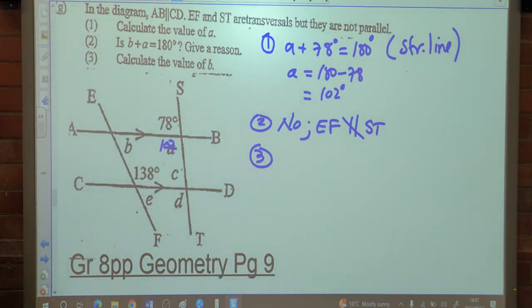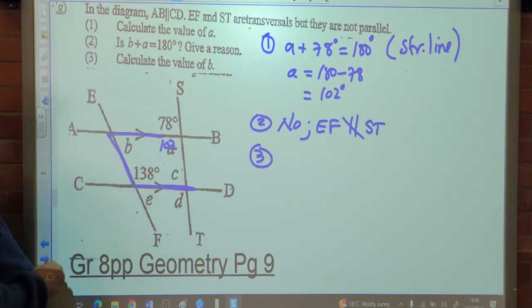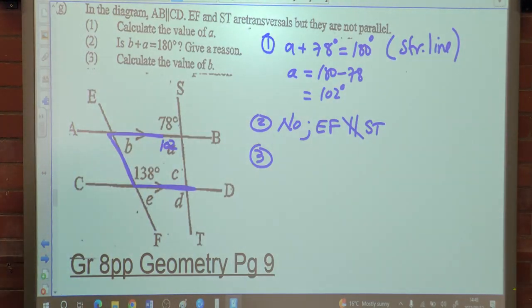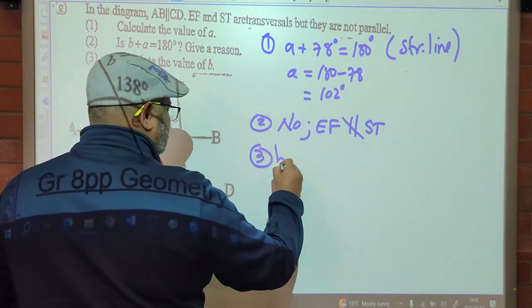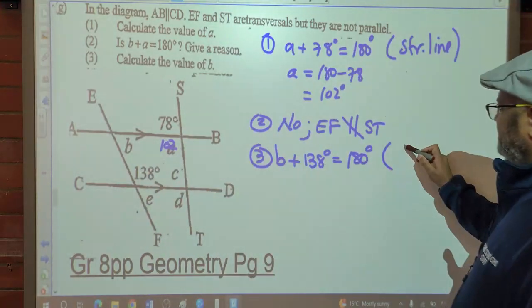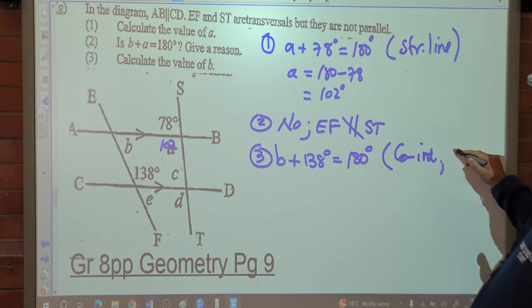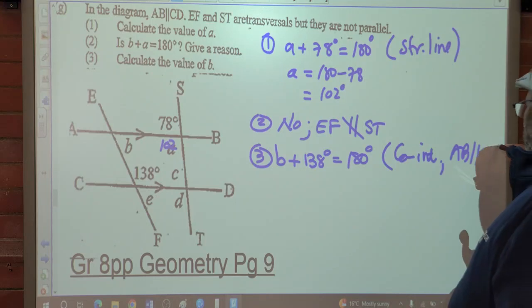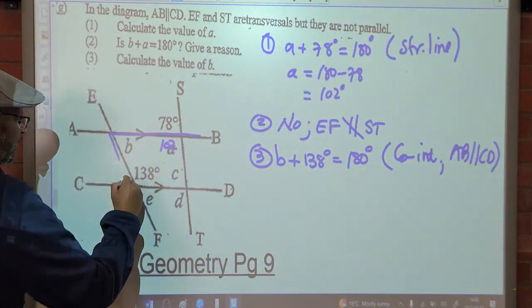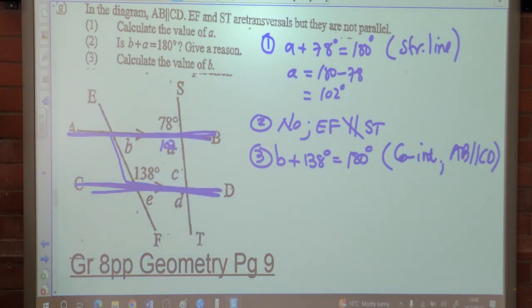How are we going to calculate B? Anybody? Co-interior angles there. You see that U being formed here? So what do we say? B plus 138 is equal to 180. Why? Co-interior angles, with AB being parallel to CD. People, you all see that? Remember, that is the co-interior angles, and these lines are the parallel lines.